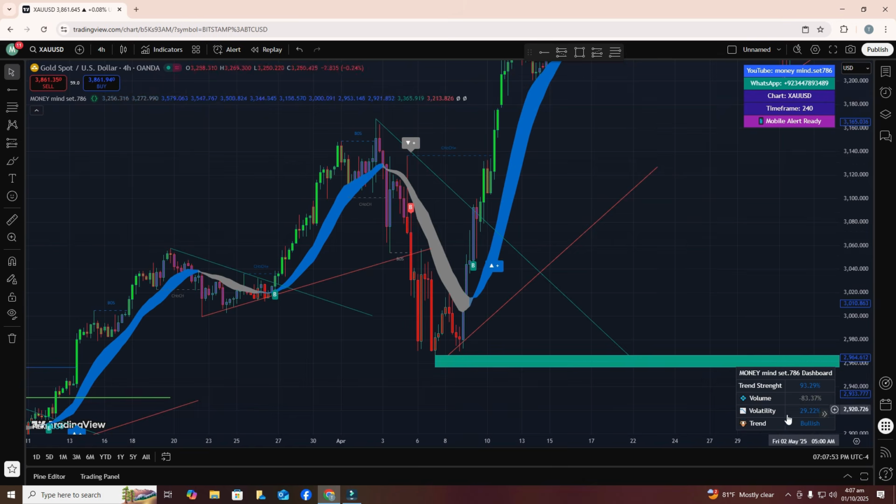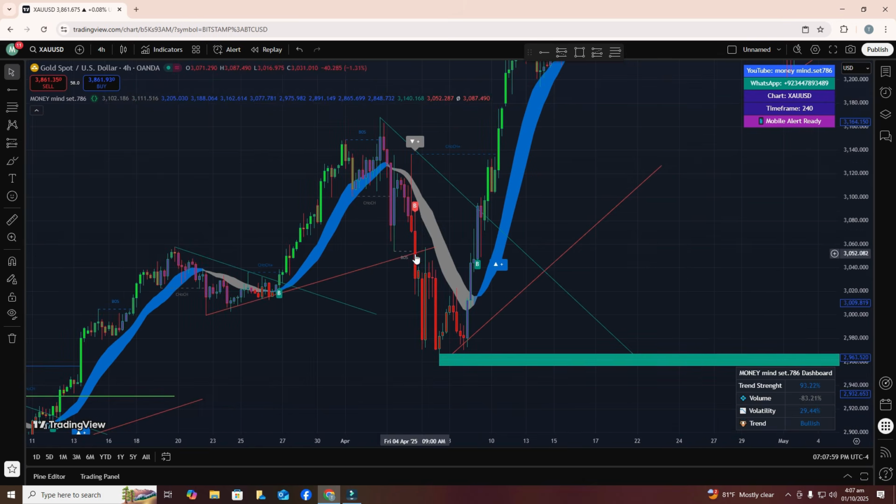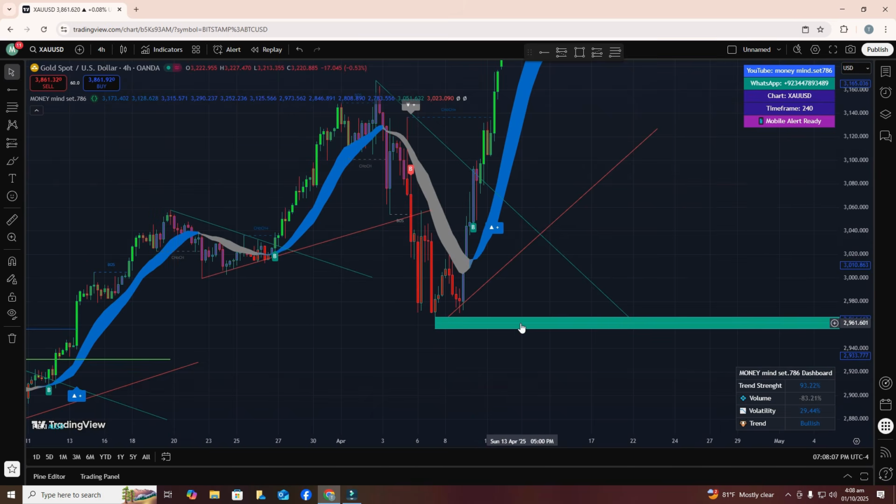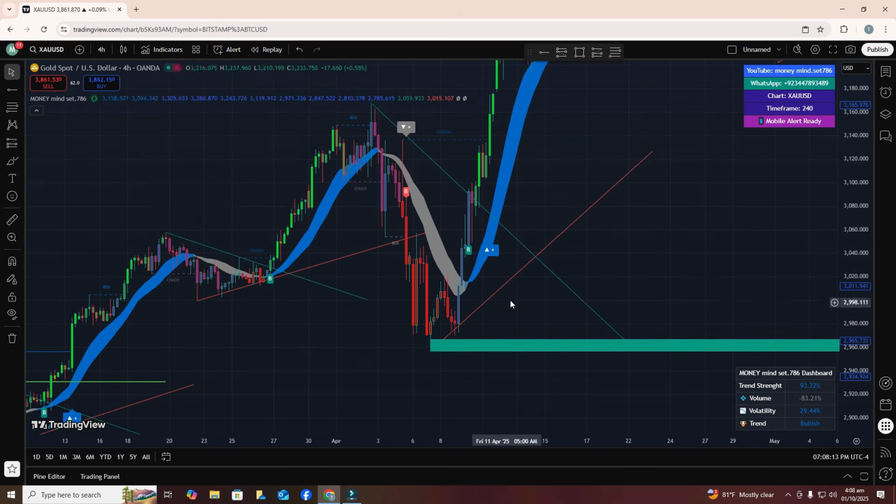This is a dashboard showing the trend. Here you can see the trend is bullish. So if we want to take a selling trade, then we have to make a short trade. This is where our short trade was made. After making the short trade, the market reaches its support area. This is the market support area.